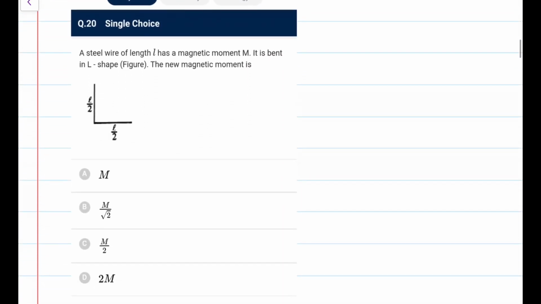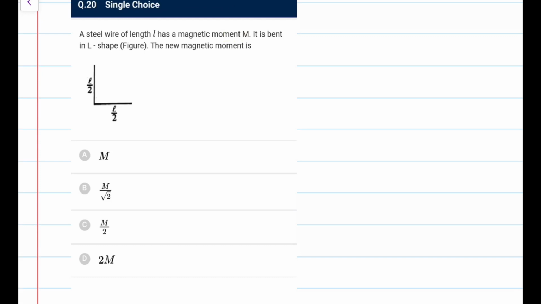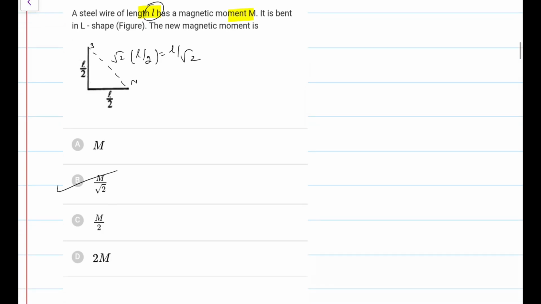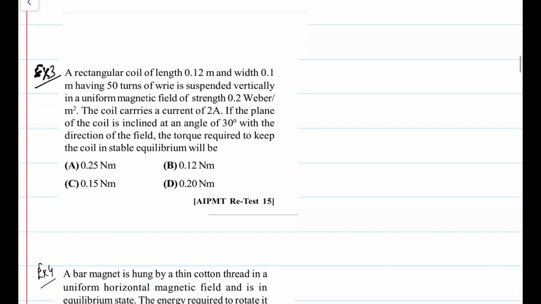Next one. A steel wire of length l has a magnetic moment M. It is bent in an L shape. The new magnetic moment will be? Such types of questions have come even in NEET 2013. Now see, let's say if I take the south and north poles, the effective pole separation now has become L by root 2, L by root 2, that is root 2 times L by 2, so it becomes L by root 2. Initially the pole separation was L, now the separation has become L by root 2, so the magnetic moment will also become M by root 2, so go for option B. So you have questions like this, bent in the form of an arc and so on, so you can do similar types.